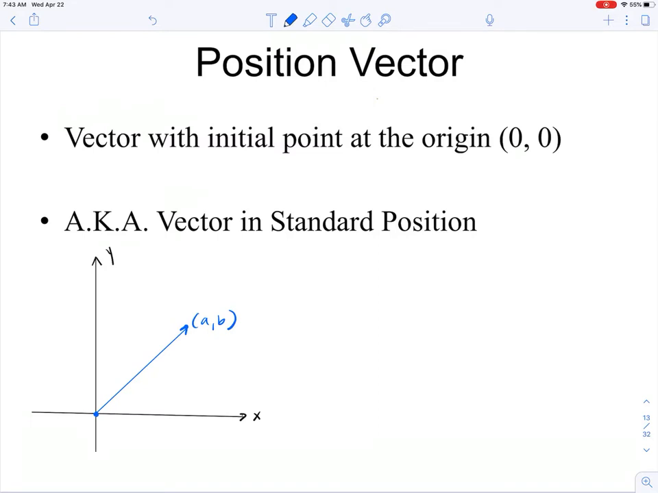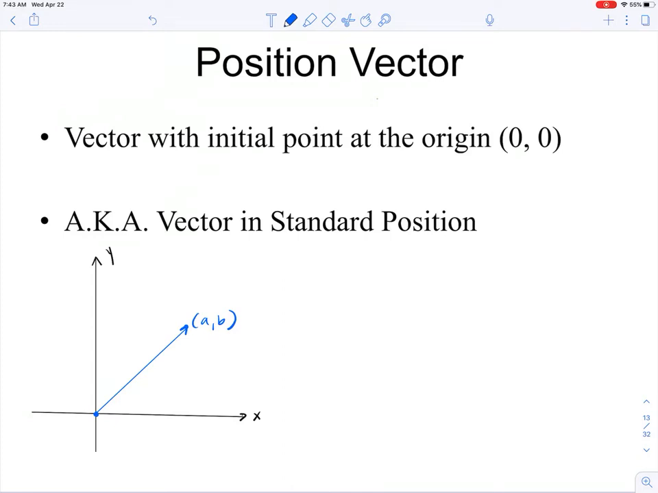Okay, so a position vector is a vector whose initial point is at the origin and then the vector terminates somewhere else in the xy plane. Vectors, especially two-dimensional vectors, can be thought about as being moved about the xy plane or in Euclidean space. But a position vector is a vector whose initial point is at the origin.